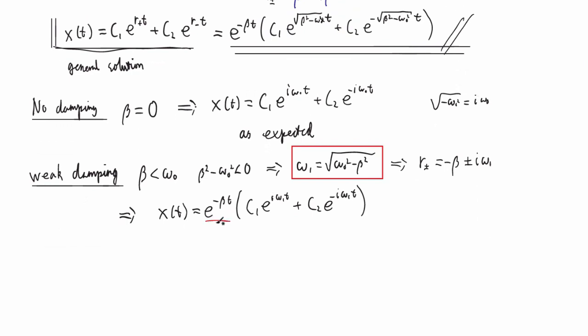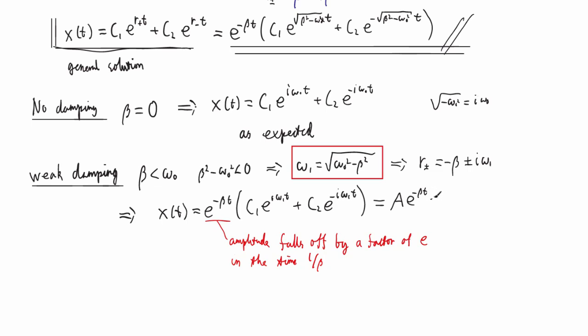In fact, we can say that the amplitude falls off by a factor of e in the time 1 over beta. So beta is a damping constant, and we can see here that it actually has the unit of inverse time or frequency. So to make this a little clearer, I'm going to write this as a times e to the minus beta t, which then multiplies cosine of omega 1 t minus delta. Right, so this is the amplitude, which decreases exponentially in time, which is then multiplied by this oscillation. Let's now look at the Mathematica program that shows this.